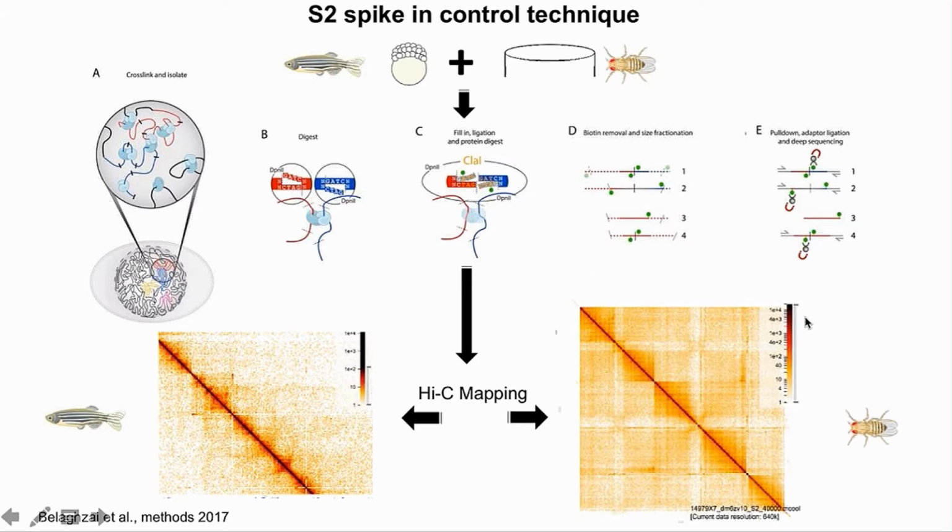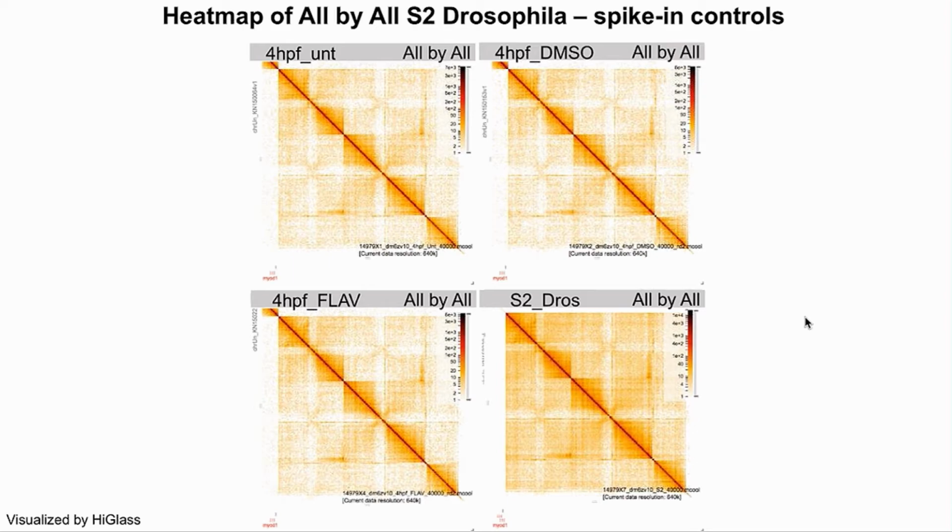So we don't have experience with this yet. We have done some preliminary experiments of our own to see how this is working. So for example, these are 4 experiments that both look at zebrafish embryos at 4 hours post-fertilization, so zygotic genome activation. At the top left is untreated, and then we're looking at the Drosophila genome here that was spiked in.